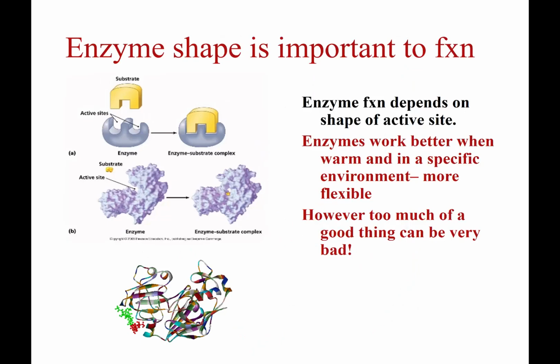Okay. The reason why we care about this, enzyme shape, is very, very important to its function. We've talked about protein structure over and over and over again. Enzyme shape is very, very important to its structure. Enzyme function really is dependent specifically on the active site. We also know that enzymes work better when they're in a warm and very specific environment. But that environment is really important. It has to be stable. So environment matters.